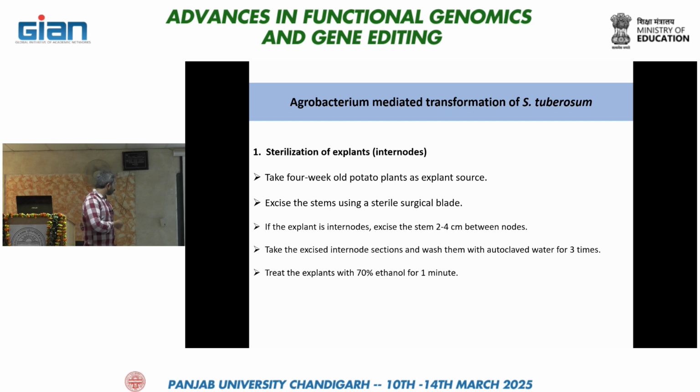So we'll simply excise the stems of the 4-week-old grown plant, and after that we will chop the stem using a sterile surgical blade, and the explant, that is internodes, were further excised in 2 to 4 centimeter regions between the nodes, so that it became the internode section. And after that, those internode sections were washed with autoclaved water 3 times, and after that they were treated with 70% ethanol for 1 minute. This is just simply a protocol and outline. We can also provide you with this presentation as well.